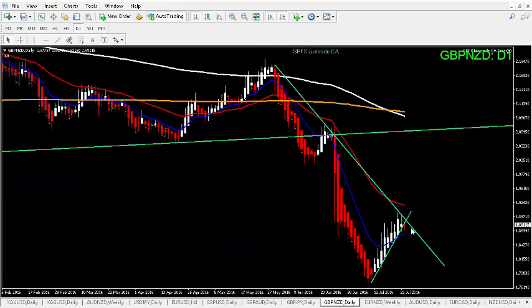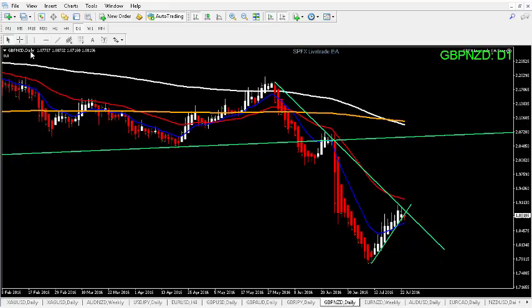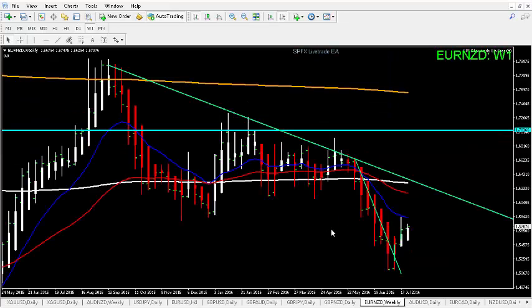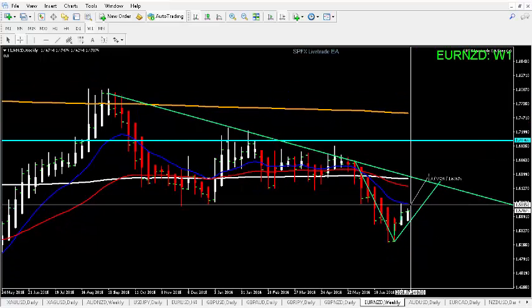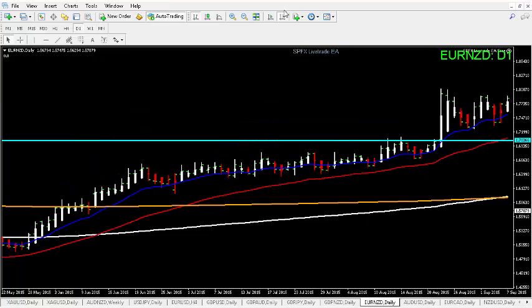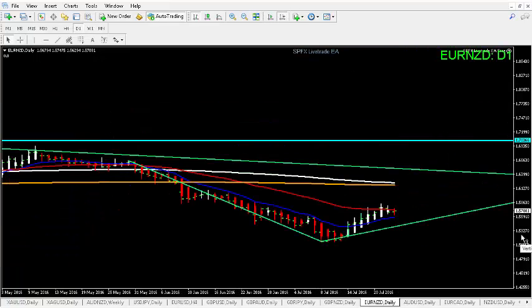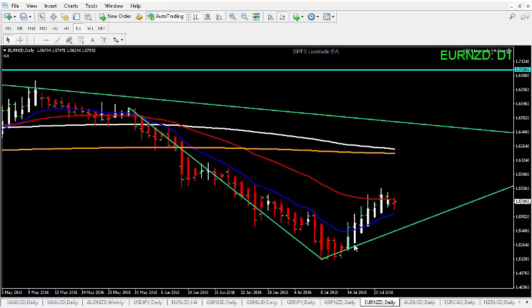GBP New Zealand dollar, same scenario. You see some pairs connected to GBP are really looking more or less the same. Euro New Zealand dollar, here we still wait for the retracement. This is the weekly chart, so there is still room between here and here, 500 points. On the daily chart, it's sitting at the 36 resistance, so we need to see if we get a break here, then lower time frame longs.